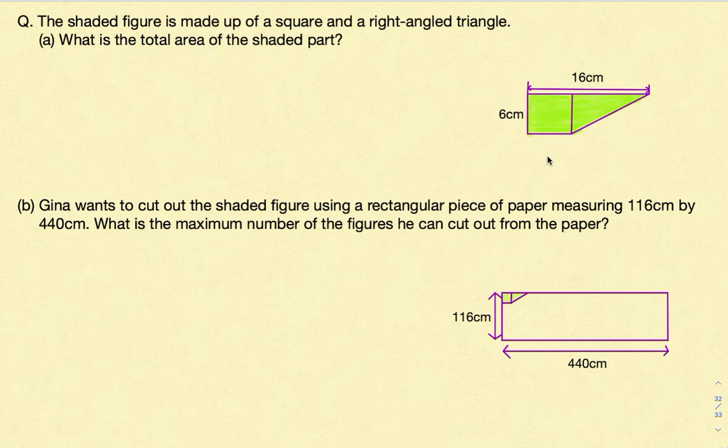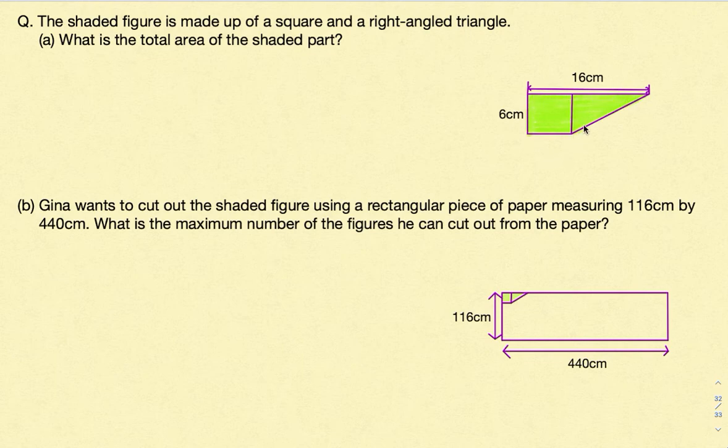So basically we have to find the area of this shaded figure, and we can see that it's made up of a square whose side is 6 cm, and this triangle is a right angle triangle, right? So in order to find its area we need to find its height, right?